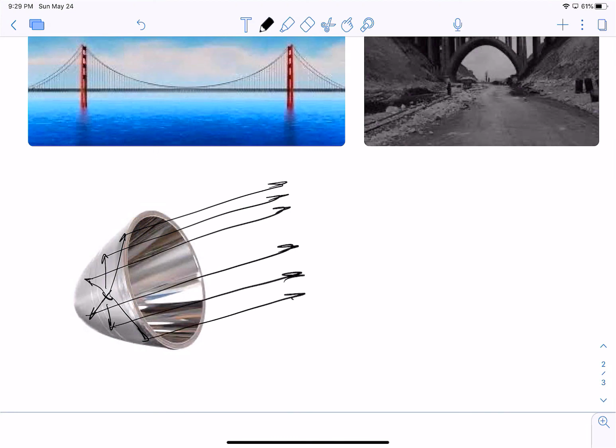There are flashlights that you can twist and make the beam wider or tighter. When you're making the beam tighter, what you're doing is you're putting the light bulb into the focus of the parabola. This is known as a reflective property of a parabola.